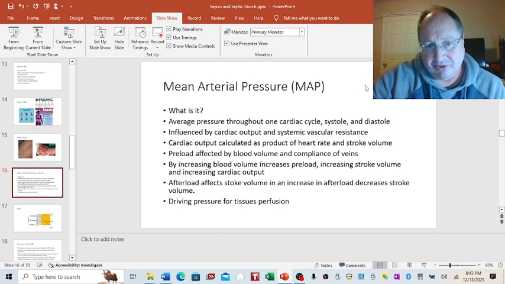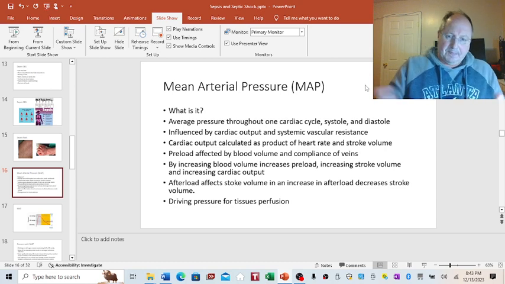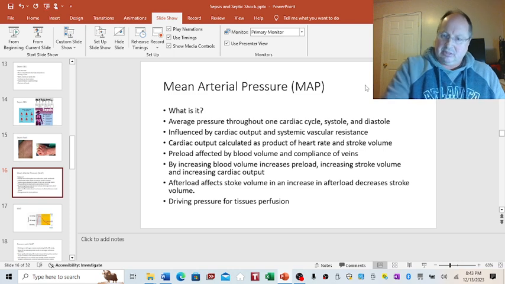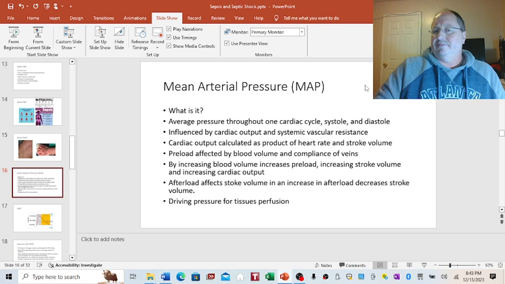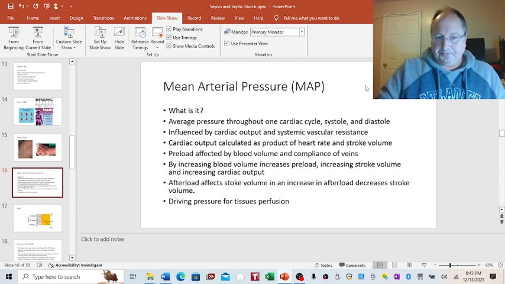So I mentioned, what is the mean arterial blood pressure? That has to do with the average pressure through one cardiac cycle, from systole to diastole, all the way through. It's influenced by your cardiac output and systemic vascular resistance. Remember, your cardiac output is calculated by the heart rate and the stroke volume.